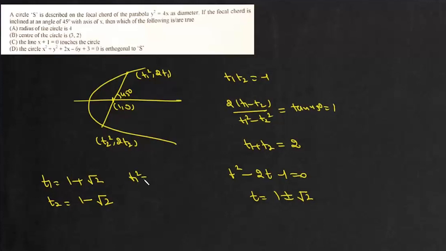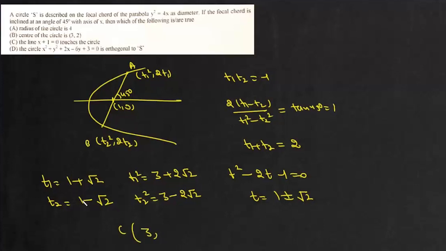Now T1 square will be 3 plus 2 root 2 and T2 square will be 3 minus 2 root 2. Now center of the circle is midpoint of these two points, say AB. So this C will be T1 square plus T2 square by 2. So if we add them, we'll get this as 3 and 2 into T1 plus T2 by 2.